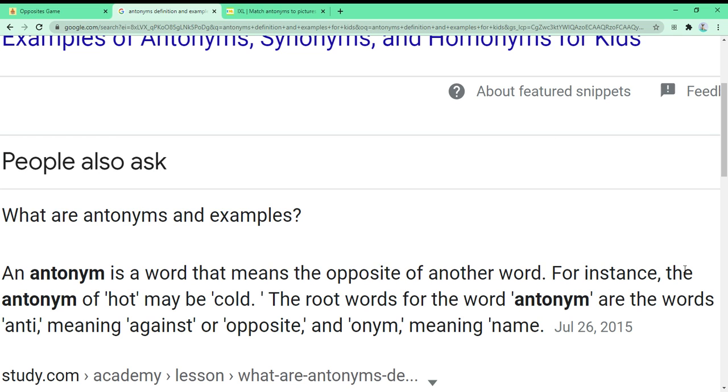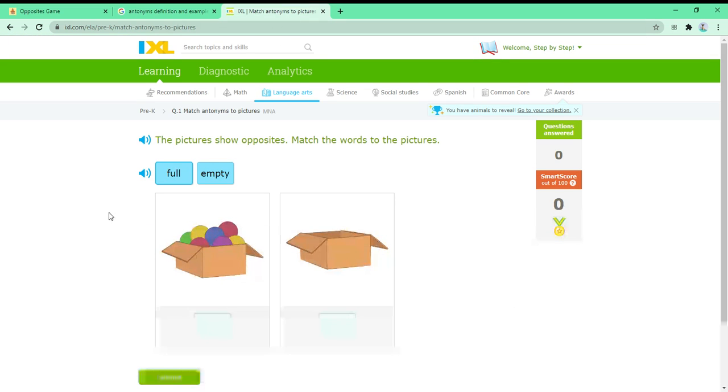Antonyms is a word that means the opposite of another word. For instance, the antonym of hot may be cold. The roots of the word antonym are the words anti, meaning against or opposite, and onym, meaning name. So don't worry if you don't understand this. We'll go through this step by step. All right, so let's learn about antonyms or opposites.